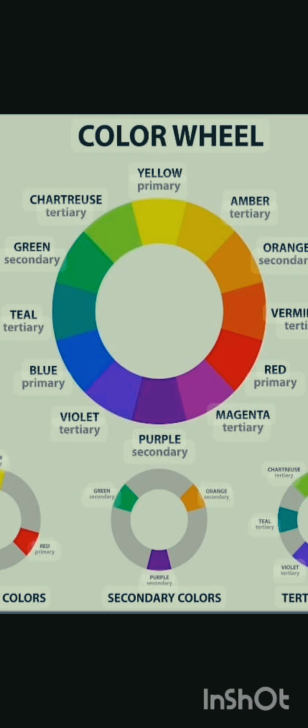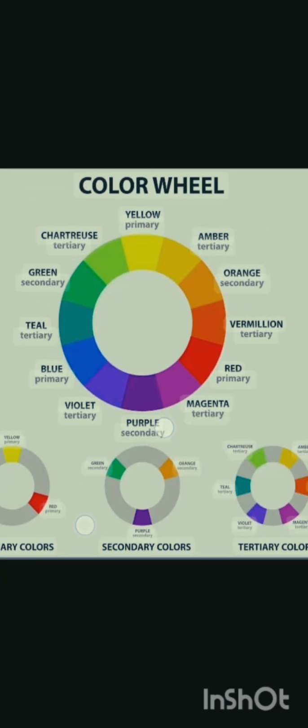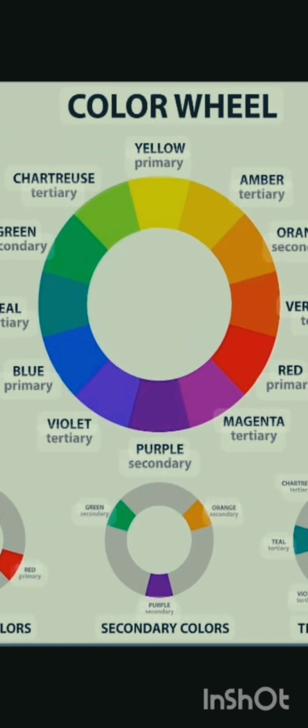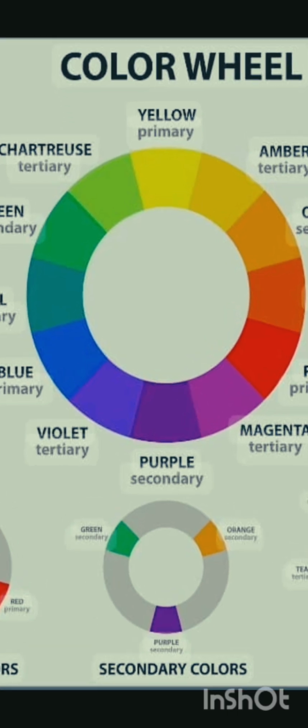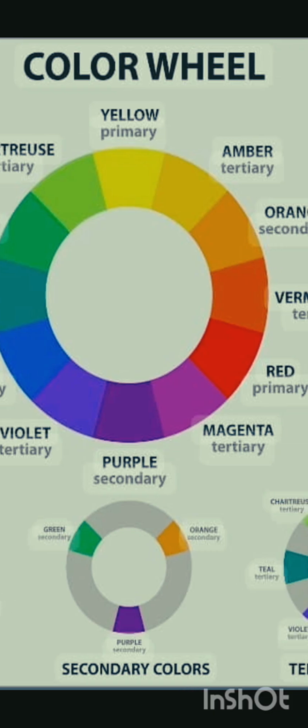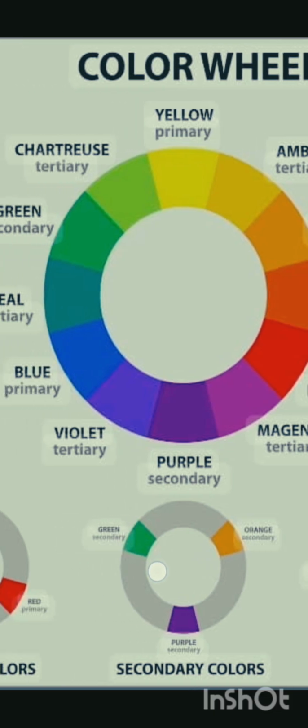Then the secondary colors are simply the combination of the primary colors. If you take an inverse of what you had there, you are going to have what is known as the secondary colors, colors that are formed by combination. We are going to have green, orange, and purple.